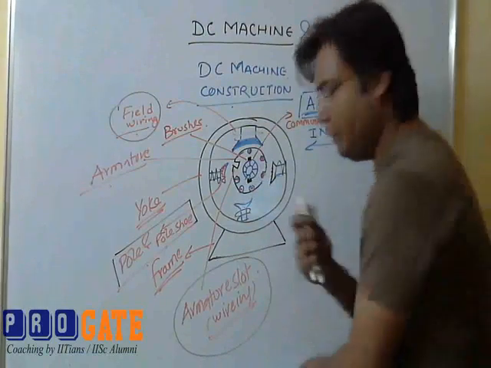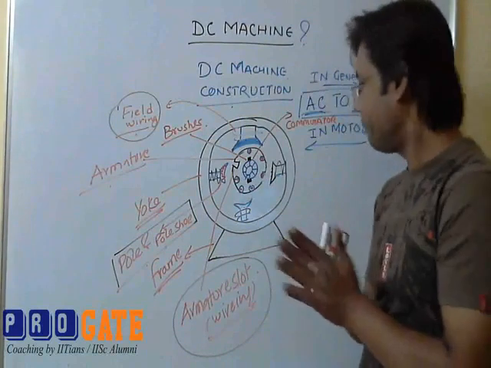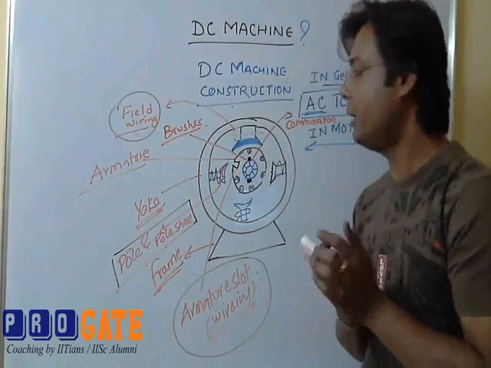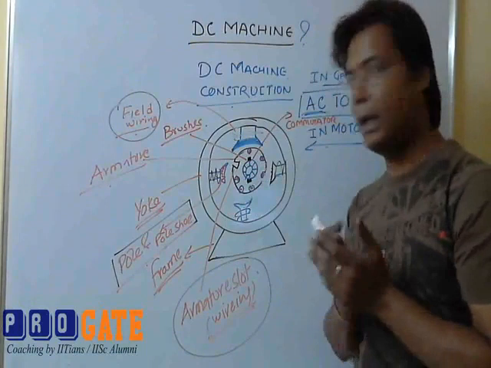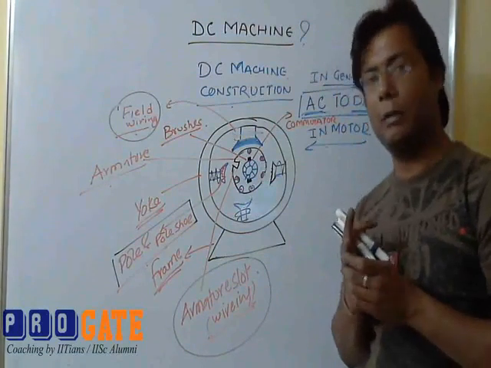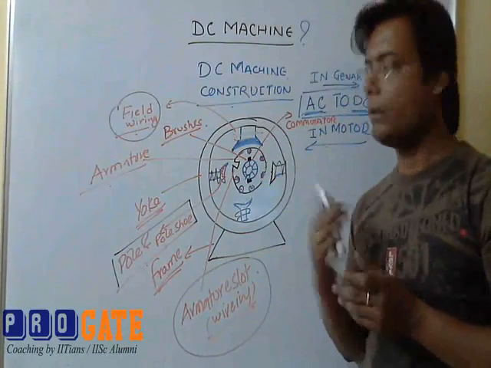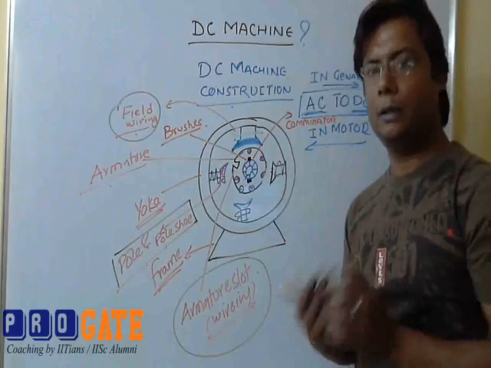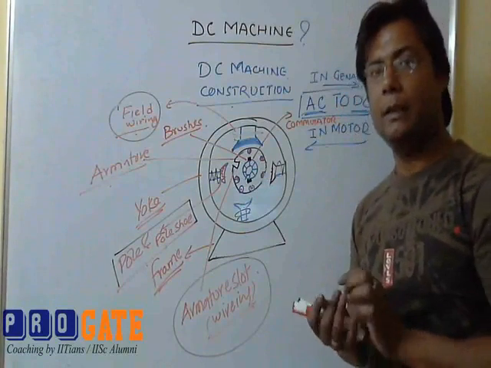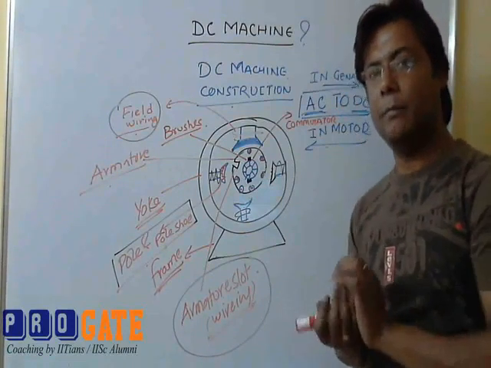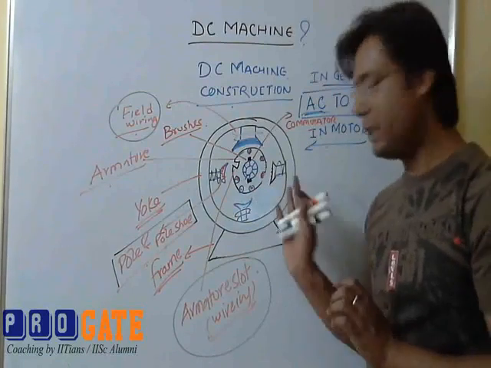Now, coming to another part, the brushes. What is the use of the brushes? The brushes are placed in such a way that they are on the magnetic neutral axis. We will be talking about the magnetic neutral axis later. And what are brushes actually? They are collecting the current or giving the current to the machine when we talk about a DC machine. This is about the construction of the total DC machine.